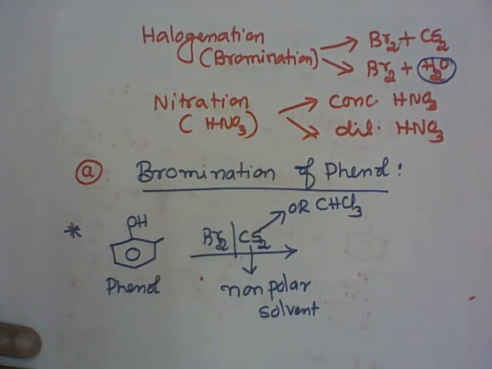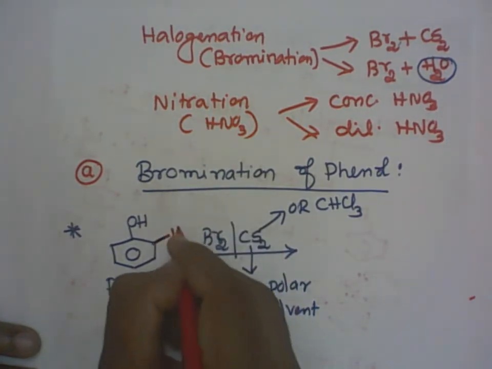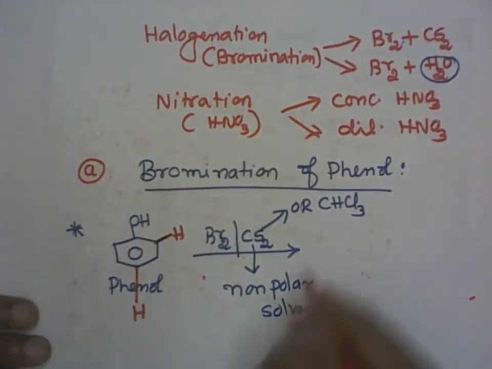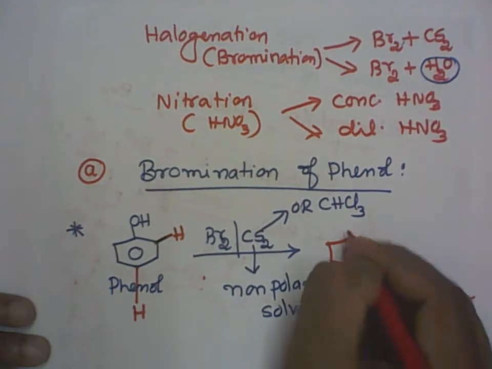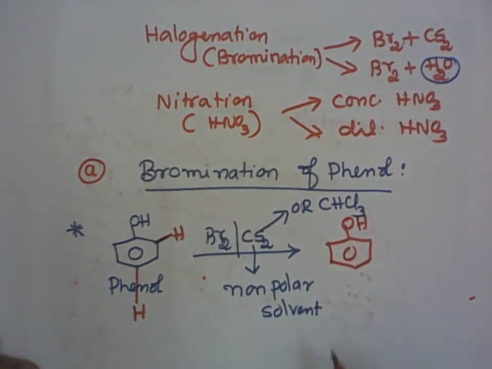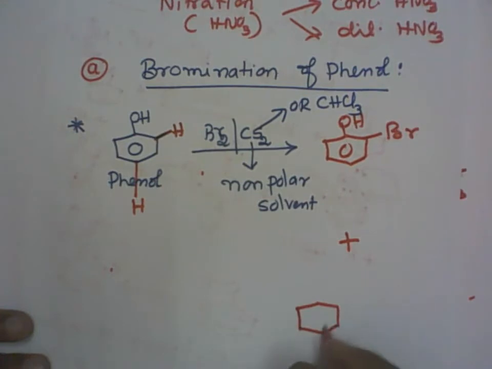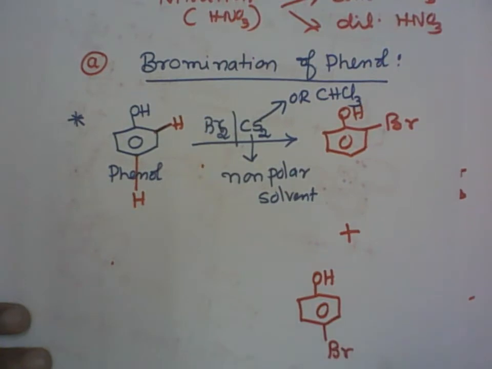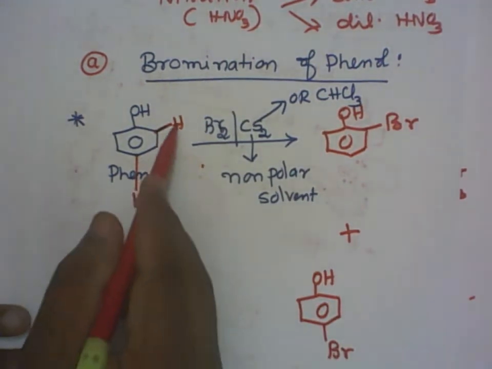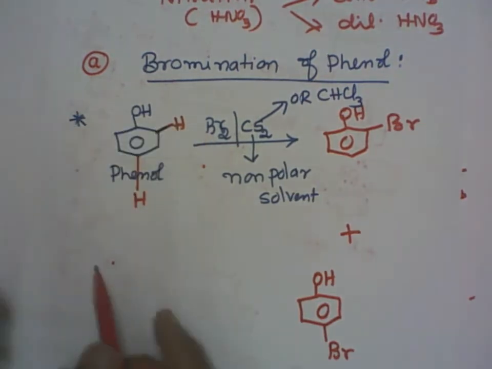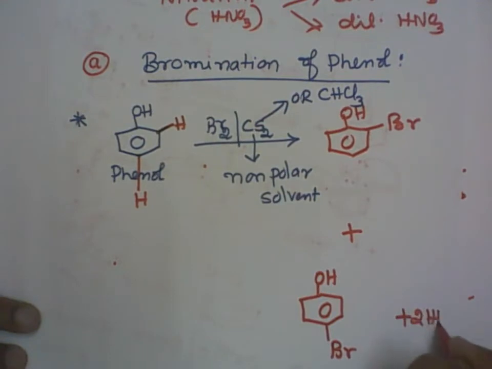Remember, ortho hydrogen should be removed, and para hydrogen should be removed. So, let me write down the ortho product. Benzene ring attached to the OH, and at the ortho position, bromine will be written. Another product: benzene ring attached to the OH and, at the para position, a bromine atom. So what will happen? These two hydrogen atoms are removed in the form of HBr. So the side product is 2 moles of HBr.